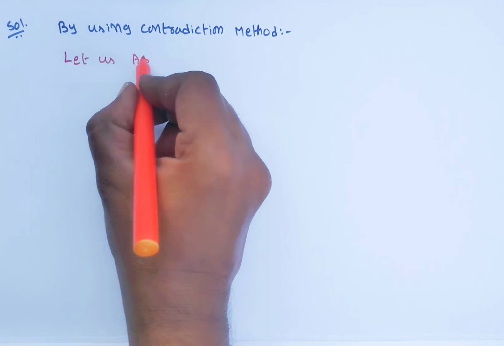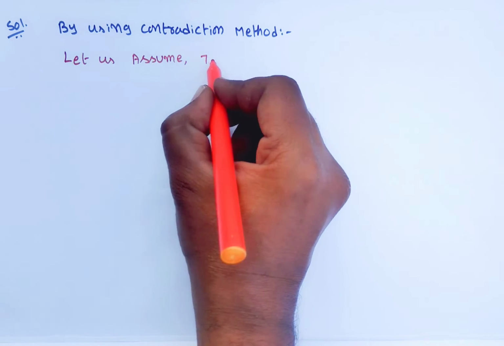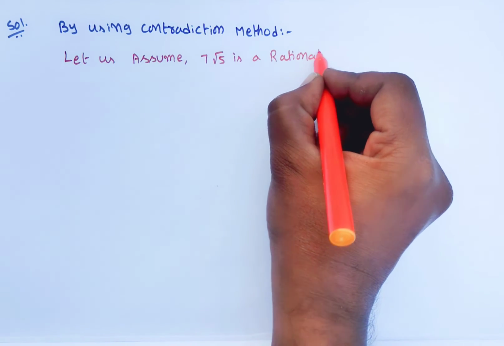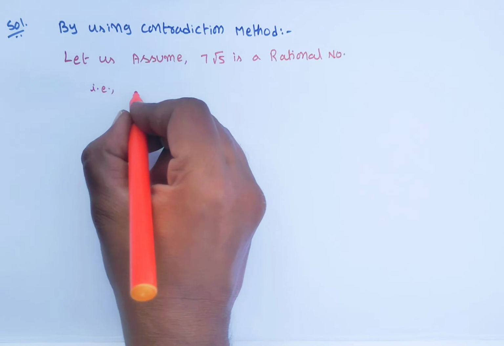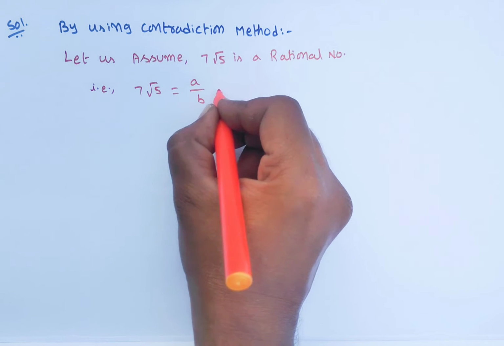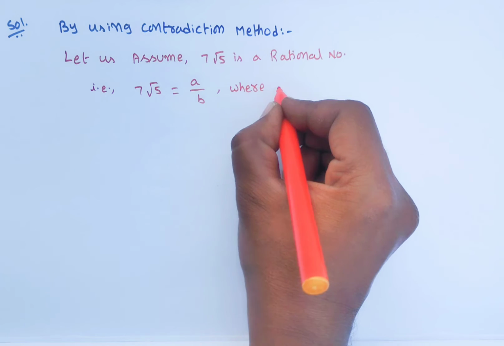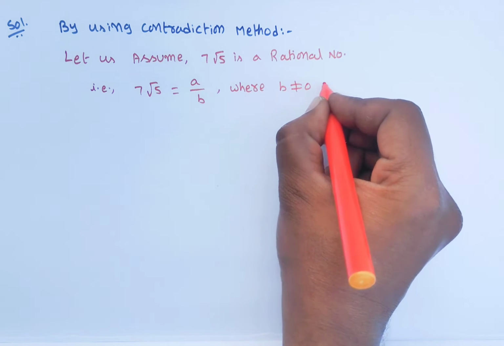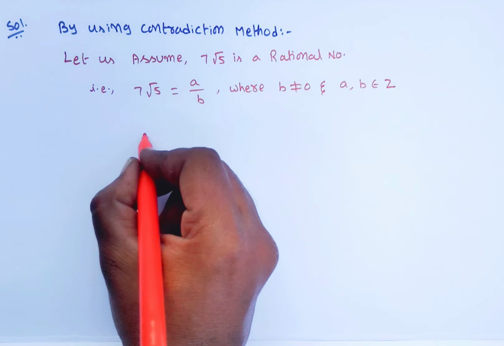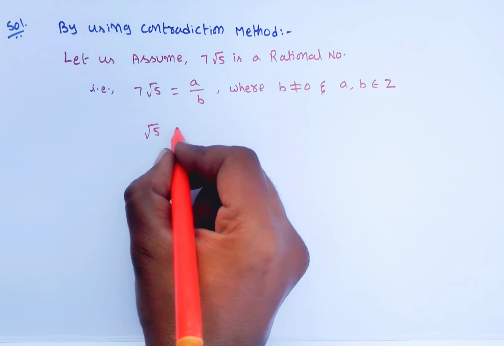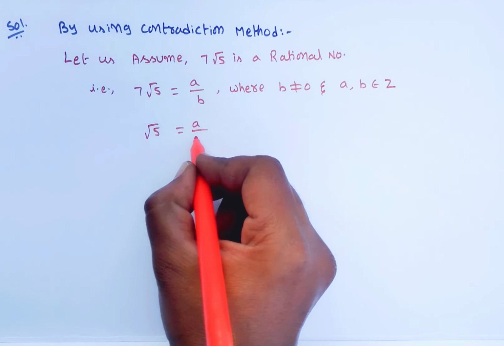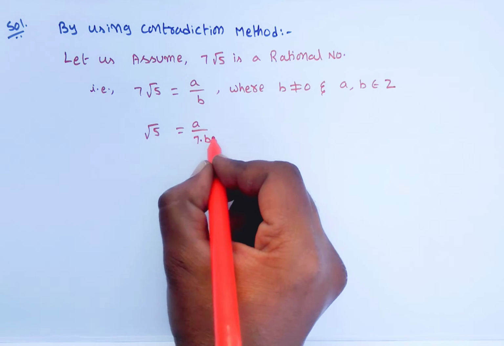Let us assume 7 root 5 is irrational, but our assumption is that it is a rational number, like 7 root 5 equals a by b, where b is not equal to 0 and a, b belong to integers. So root 5 equals, transposing 7 to the RHS side, a by 7b.